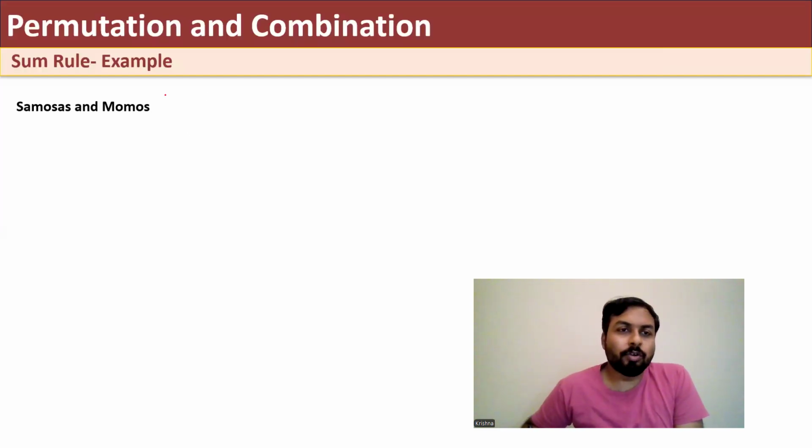Let's start permutations and combinations. In this chapter, the first topic is sum rule and product rule. Okay, so let's get an idea about this topic, sum rule and product rule.